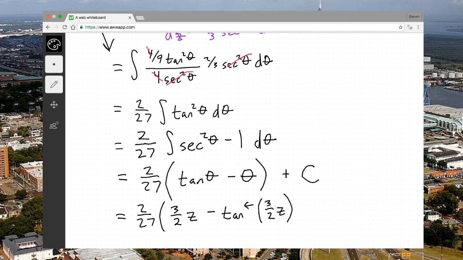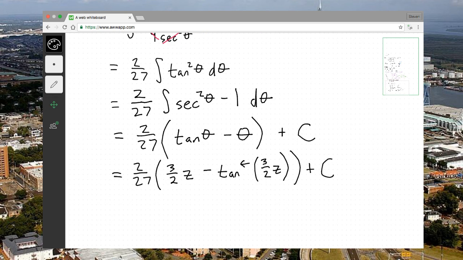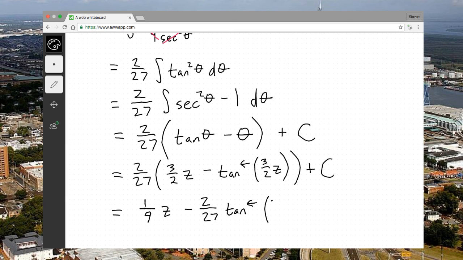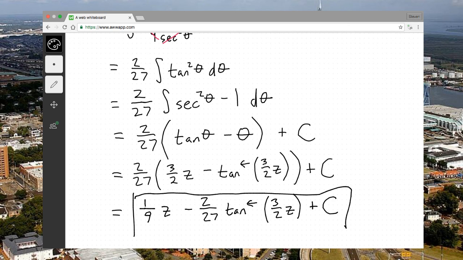And I called that my final answer, but I note that I can distribute that fraction on the left a little bit, and it would cancel a little bit. So we end up with 1/9 z minus 2/27 inverse tangent 3 halves z plus c. And there's no way to simplify the 2/27th fraction with the inside of the inverse tangent, so that is my final simplified answer.